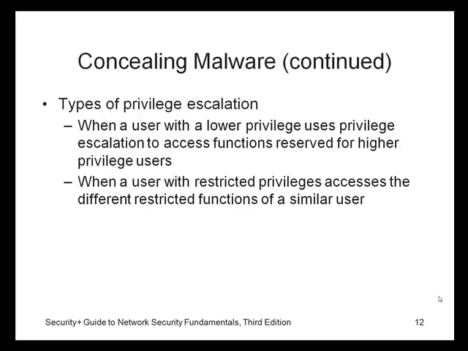Concealing malware, types of privilege escalation. When a user with a lower privilege uses privilege escalation to access functions reserved for higher users, we get on as the user guest and we get administrative authority. That would be a privilege escalation. You log on as your regular user, and you're able to elevate yourself to administrative authority. And that's what users that are trying to do bad stuff to us are doing with these things.